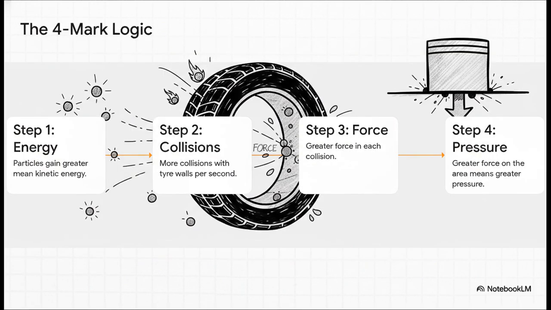Here's how you get all 4 marks. Step 1. A higher temperature means the particles have greater mean kinetic energy. Step 2. Because they're moving faster, this leads to more collisions with the tire walls per second. Step 3. Not only are there more collisions, but each collision hits with a greater force. And finally, Step 4, a greater force spread over the same area means, you guessed it, greater pressure. You need to show that whole logical chain.